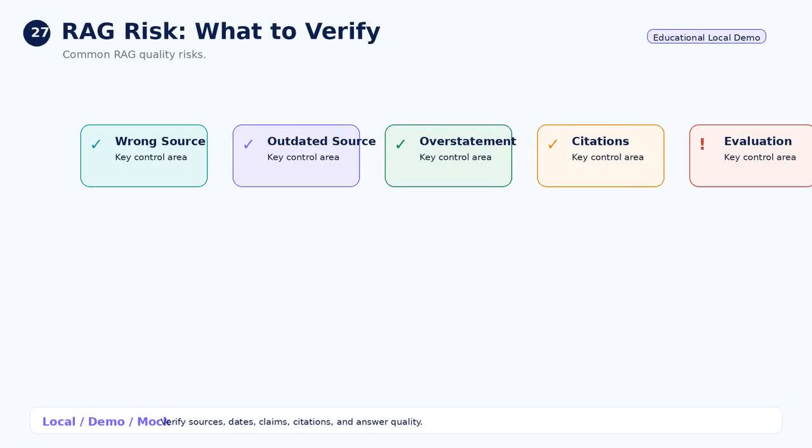With memory risk, what to limit in mind, the next piece is RAG risk, what to verify. RAG can reduce unsupported answers, but it is not magic. Retrieval may choose the wrong document. The source may be outdated. The model may overstate what the source says. Add citations when the source matters. Test missing answer cases, not only easy questions. RAG systems need evaluation before trust.